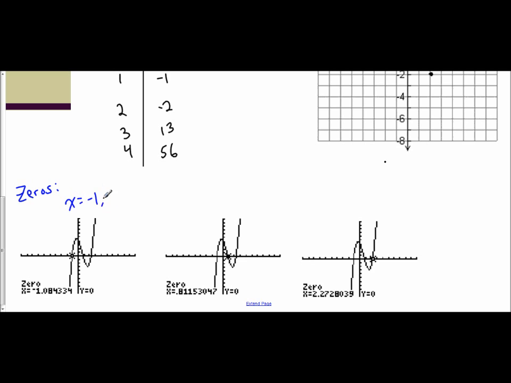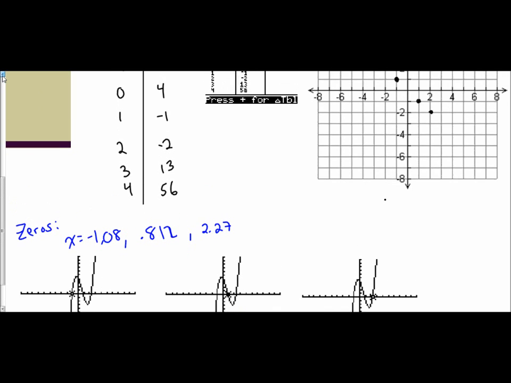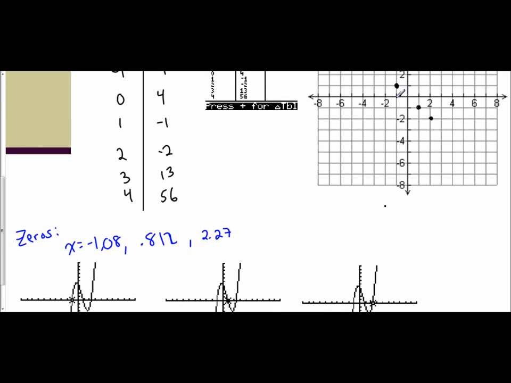X equals -1.08, 0.811, rounds up to 0.812, and then 2.27. So those are my zeros. If I want, I can take the time, I can plot those on my graph, -1.08, so that's about right here. At 0.82, probably close to right here. And 2.27, close to right here. And so we have our 3 zeros marked.